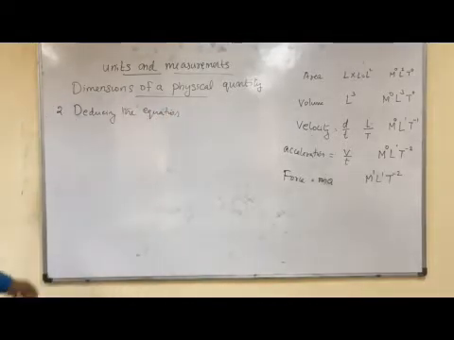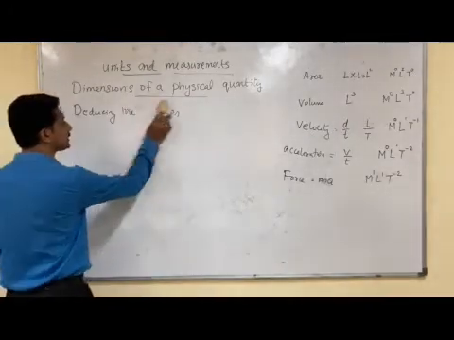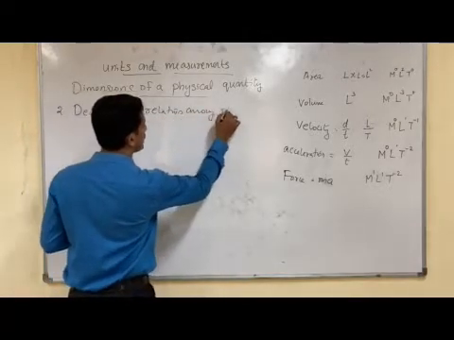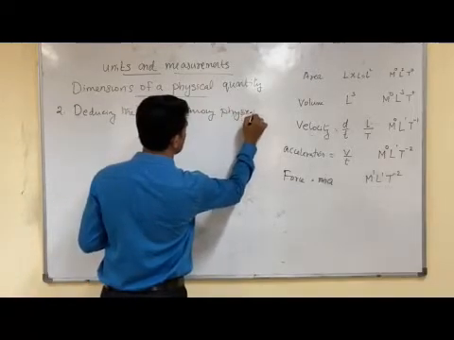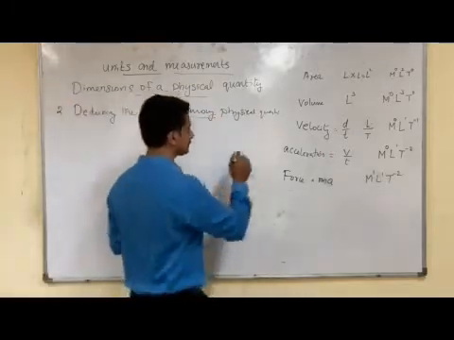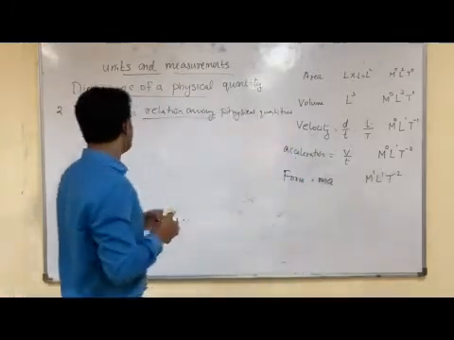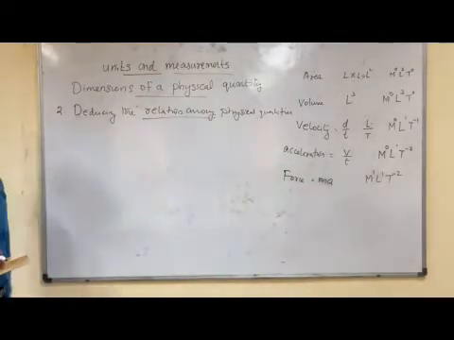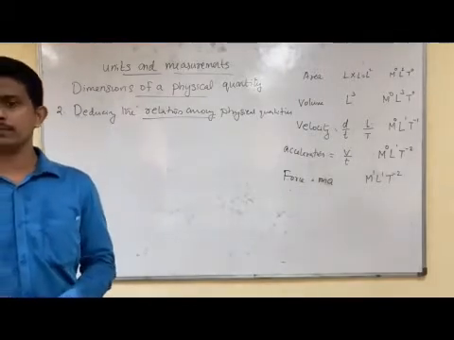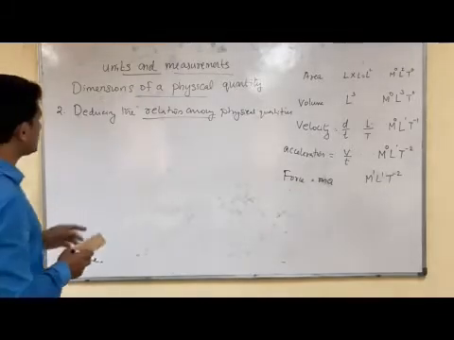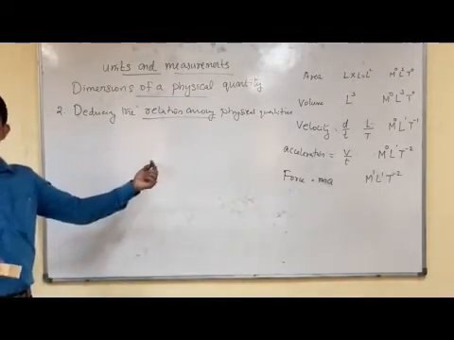We can deduce the relation among physical quantities. Deducing the equation means deducing the relation among physical quantities. So this is the second use of dimensional analysis: deducing the relation among the physical quantities. We can discuss this with the help of an example.